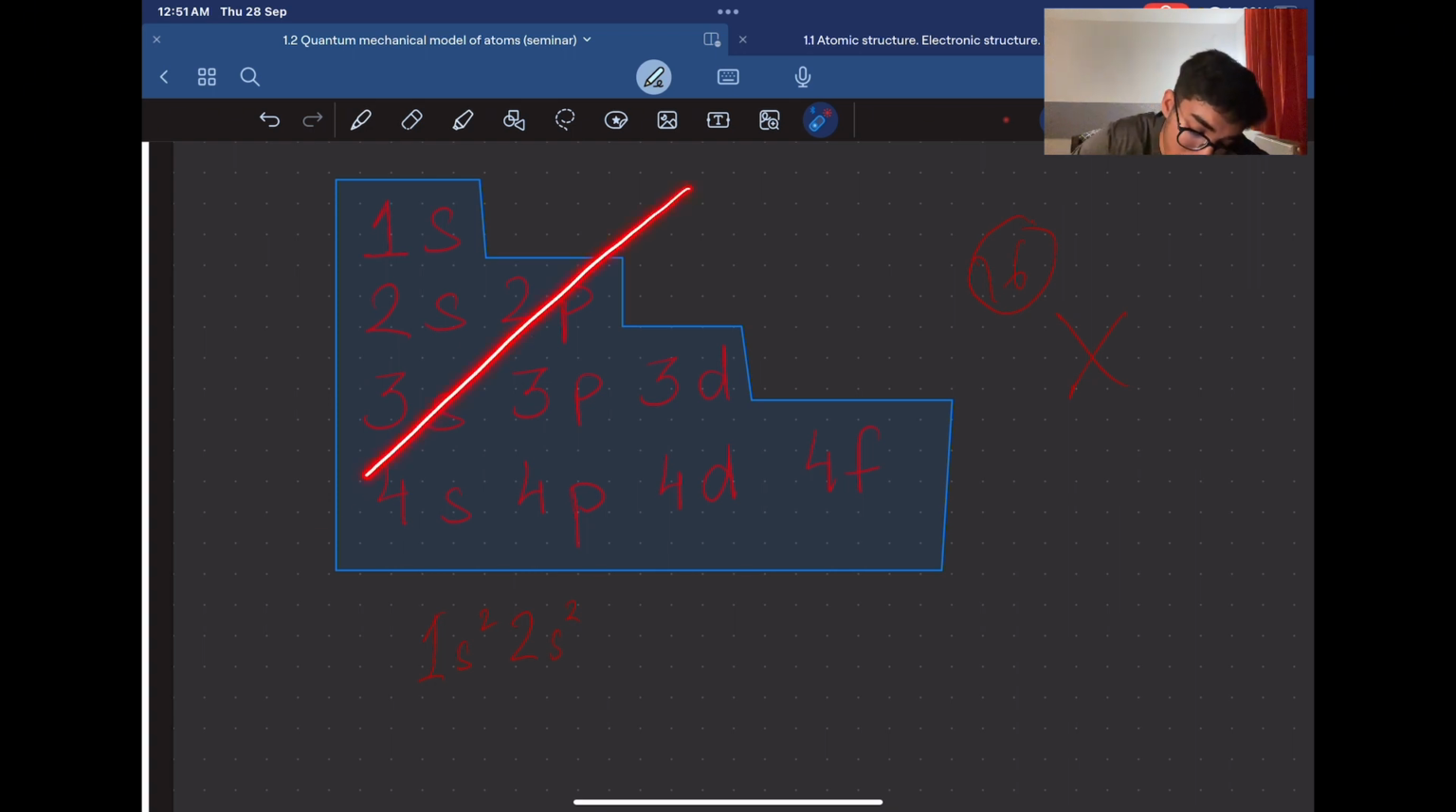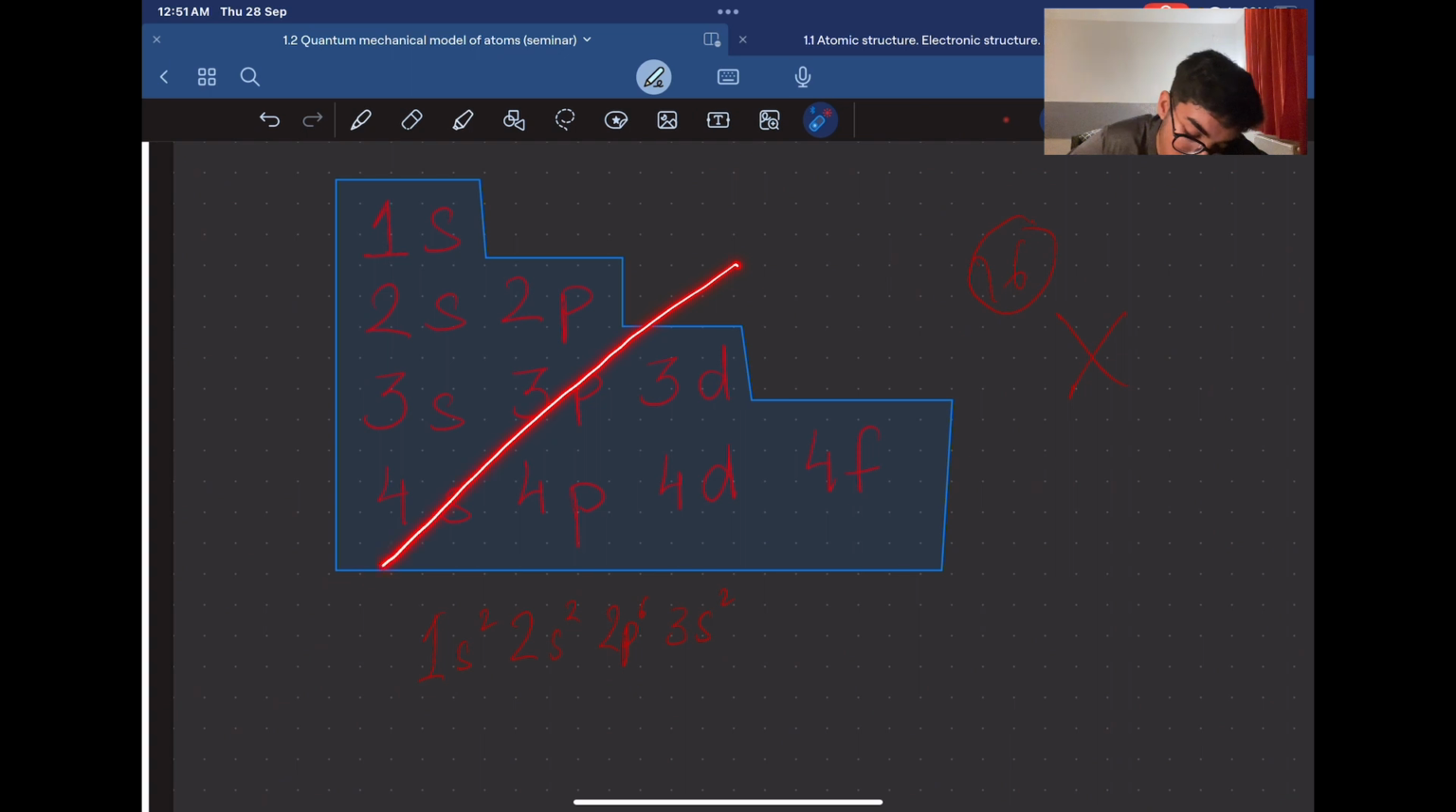And then you go like this: 2p and then 3s. So 2p, and we know the maximum number of electrons p can hold is 6. And then you go 3s2. So that's 1, 2, 3, 4, 5, 6. That's 12. We need 4 more electrons. So keep filling.